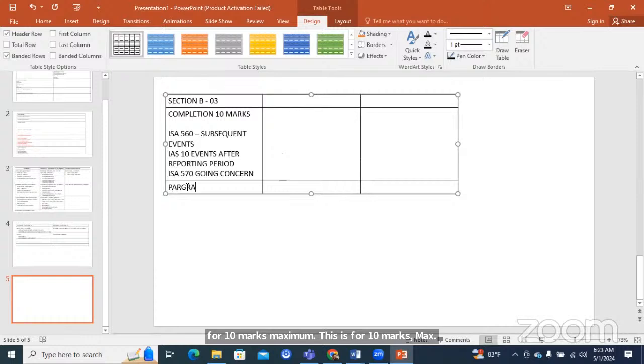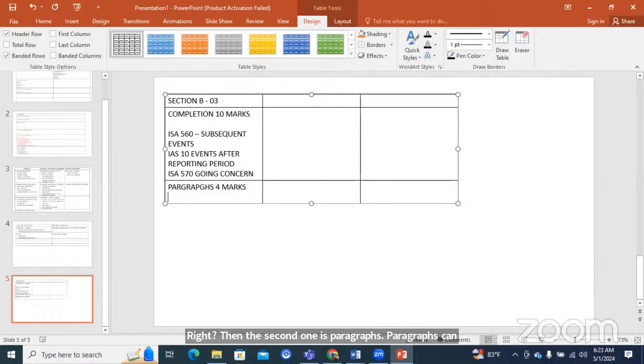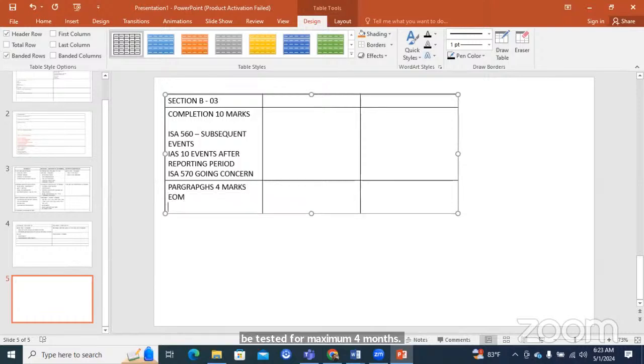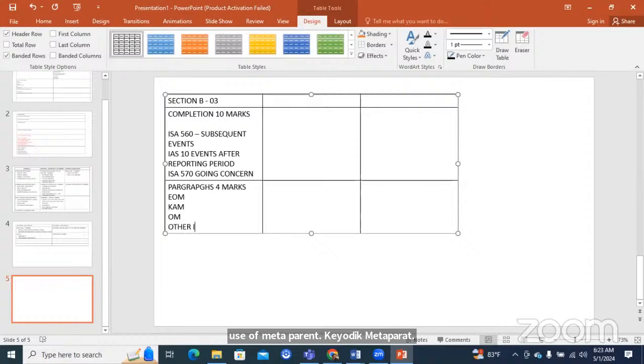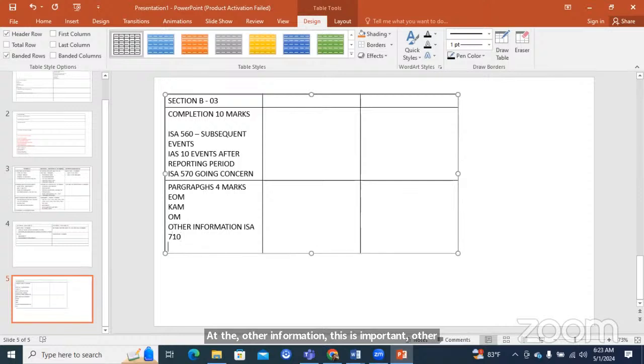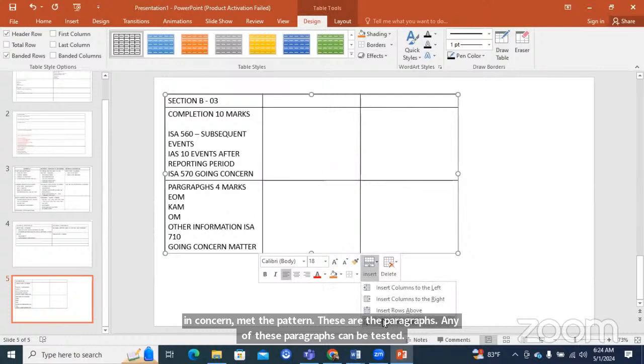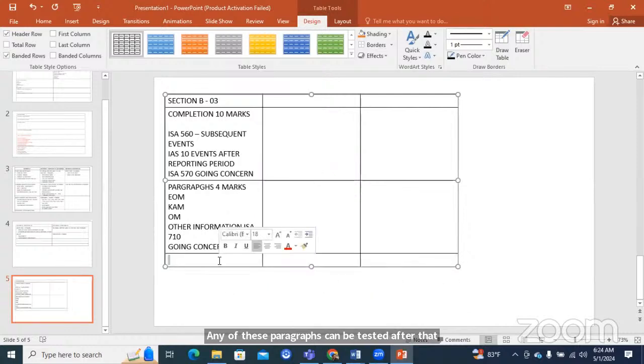Then the second one is paragraphs. Paragraphs can be tested for a maximum of 4 marks. What types of paragraph might you study? Emphasis of matter paragraph, key audit matter paragraph, other matter paragraph, other information. This is important. What is other information? ISA 720, other information. And going concern material uncertainty paragraph. Any of these paragraphs can be tested. After that, students, this is almost confirmed, this question is for a maximum of 6 marks or 5 marks. That is the impact on the audit report.